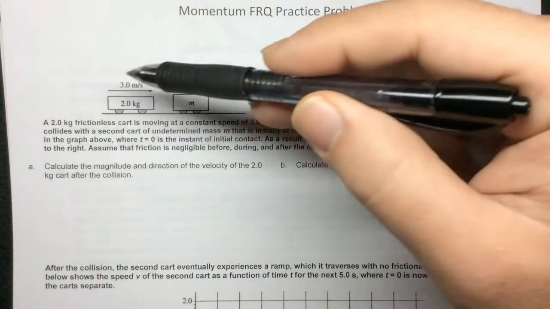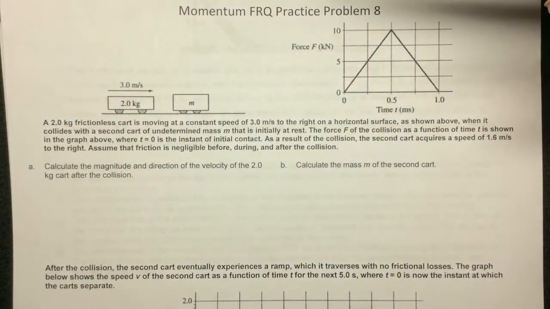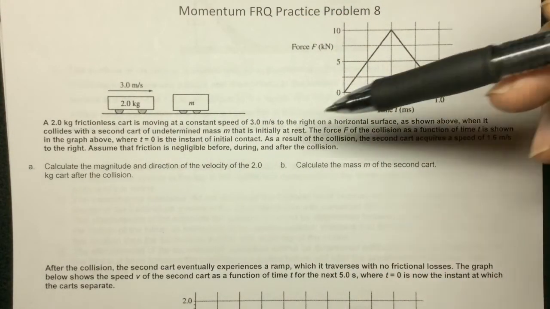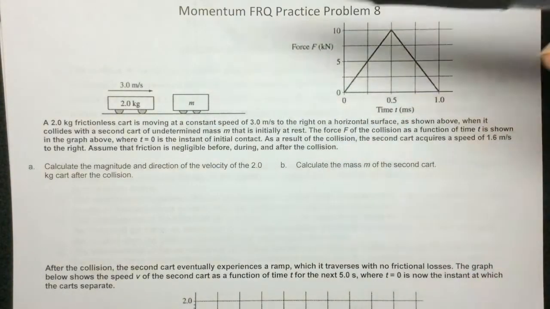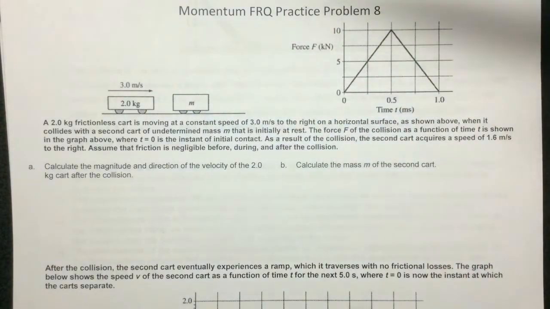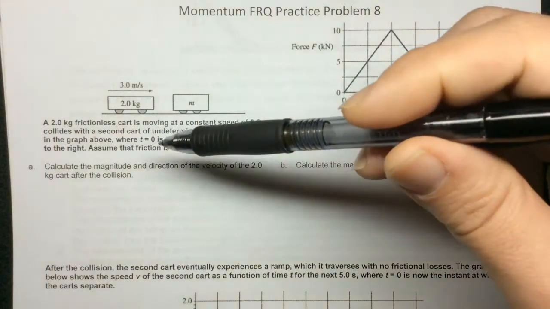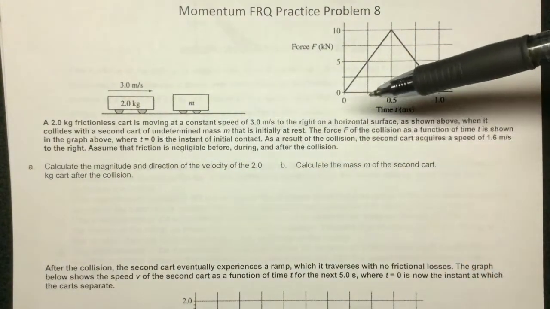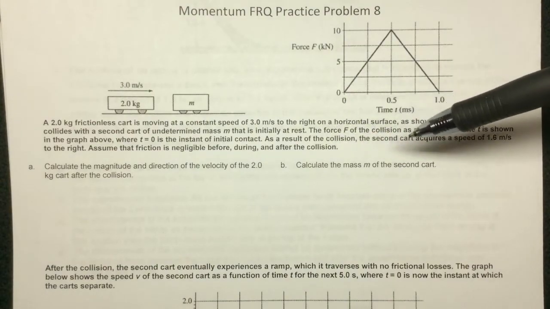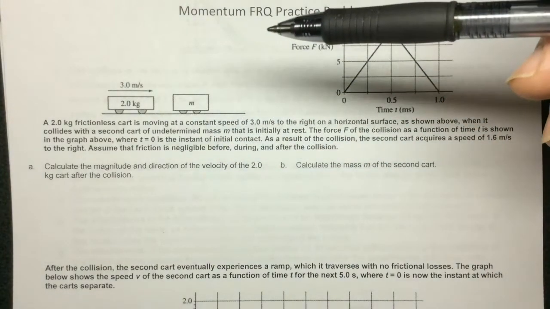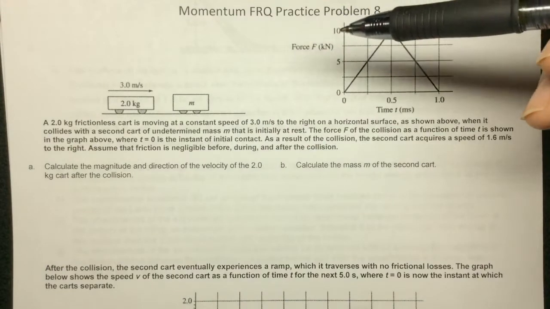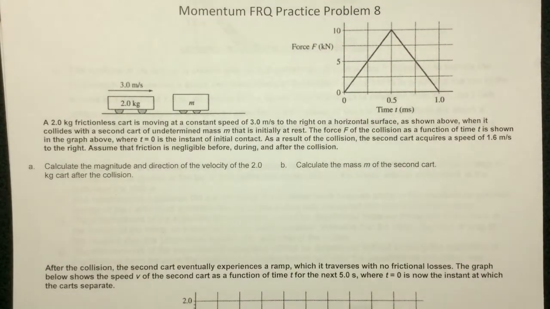We have a 2 kilogram car moving at a speed of 3 meters per second to the right on a horizontal surface. As shown, it will collide with a second car, and I don't know what the mass is. It's initially at rest, and the force of the collision is right here. As a result, the second car acquires a speed of 1.6 to the right. Assume that friction is negligible before, during, and after the collision.